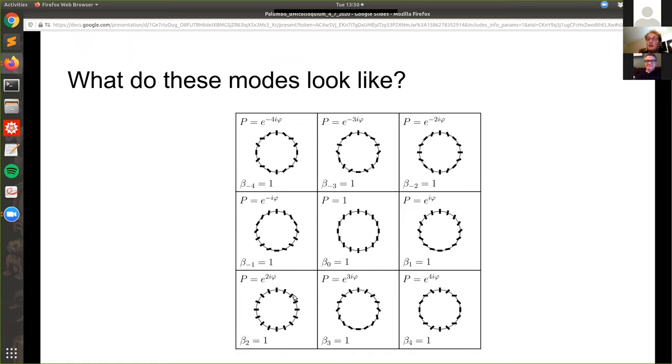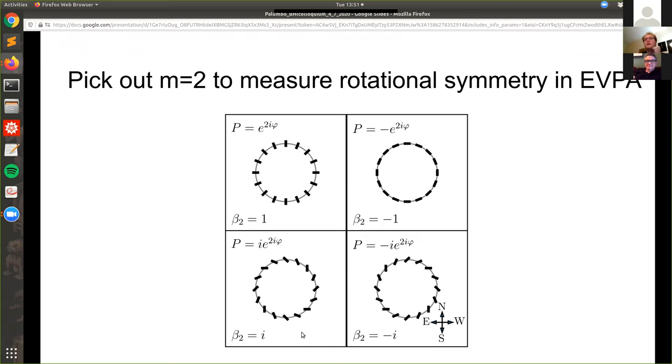Now, the m equals 2 mode, you'll notice in the bottom left corner, is the mode associated with rotationally symmetric structure. So this is the mode that is motivated by the physical intuition for the system, the viewing geometry and the magnetic fields themselves. So we're going to zoom in on that one. We can pick out this mode to look at these structures that we already expect to see just from simple arguments from the magnetic field.